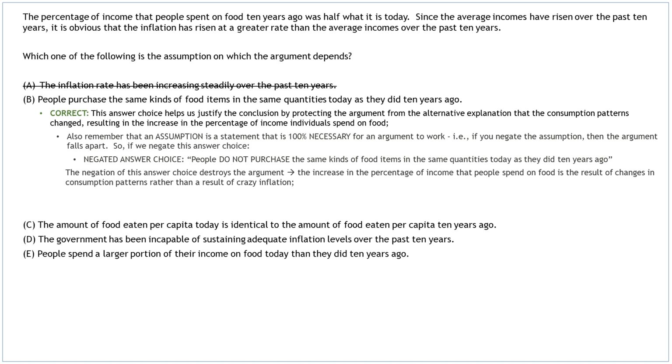The increase in the percentage of income that people spend on food is the result of changes in consumption patterns rather than a result of crazy inflation. On the real test, given that the assumption negation technique is rather straightforward and bulletproof, you'd be best moving to the next question to save time. However, for learning purposes, let's validate that the remaining answer choices are wrong.